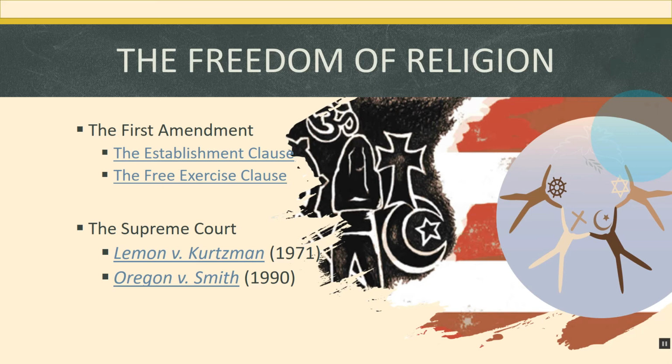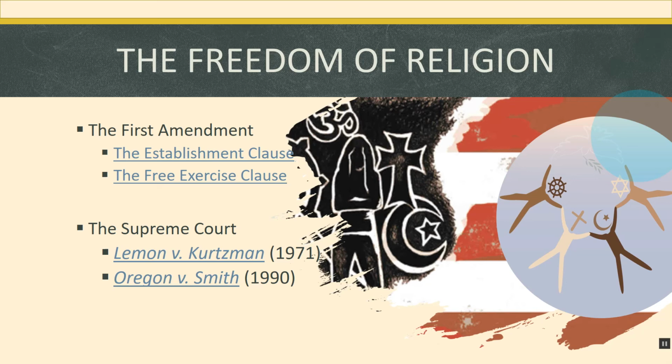So in Oregon versus Smith, the Supreme Court has to figure out, does the freedom of religion create exemptions from following laws which happen to conflict with an individual's religious beliefs, practices, or traditions? And what I want you to understand about Oregon versus Smith is first that the court says no. Your religious freedom ends where the law begins.